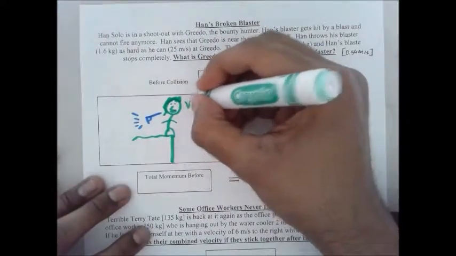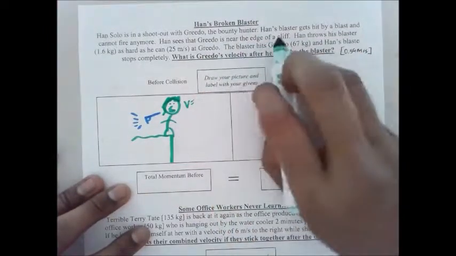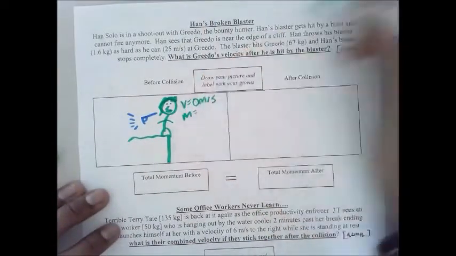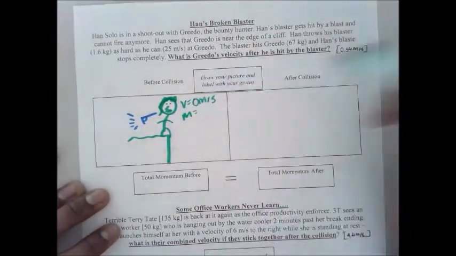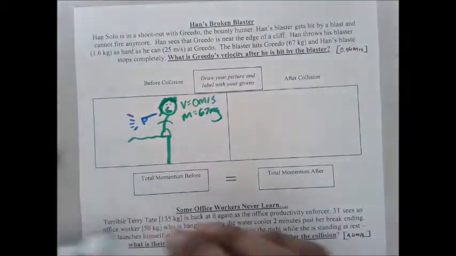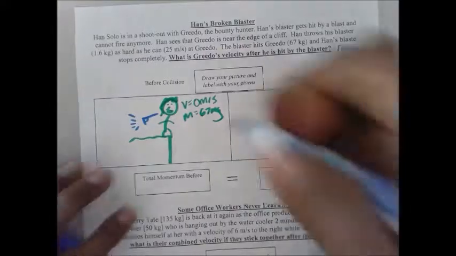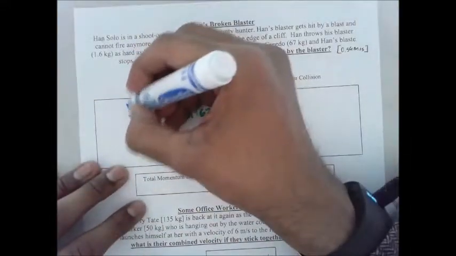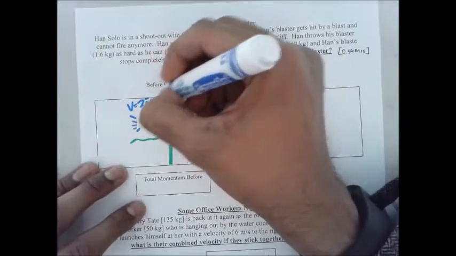We know that Greedo is standing here. He's near the edge of the cliff, but he's not moving. It doesn't give us any information about whether or not he's moving. So we can assume that Greedo's at rest. We also know that Greedo has a mass of 67 kilograms, so I'm just going to write this in here. Now, the blaster is coming in hot at 25 meters per second. We also know the blaster has a mass of 1.6 kilograms.